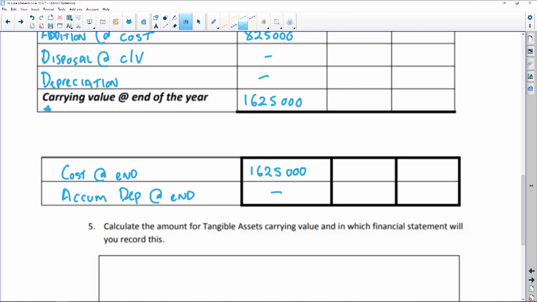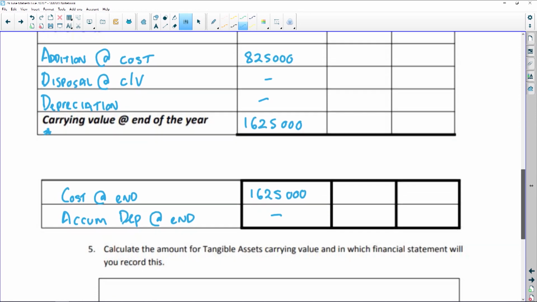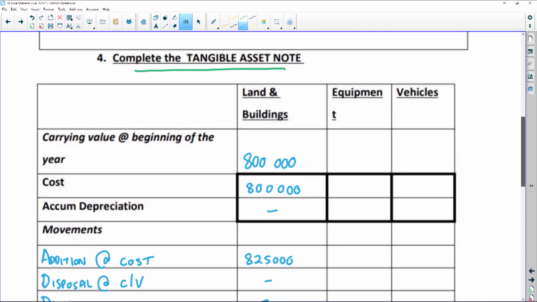Right, so let's now continue with the tangible asset note. As you can see, I've already filled in where we stopped before the ad break. Carrying value for land and buildings at the end of the year is 1,625,000. And then the last two lines of your tangible asset note: cost at the end of the year is exactly the same as carrying value at the end of the year for land and buildings. Okay, the easy part is done and dusted, land and buildings, not difficult.